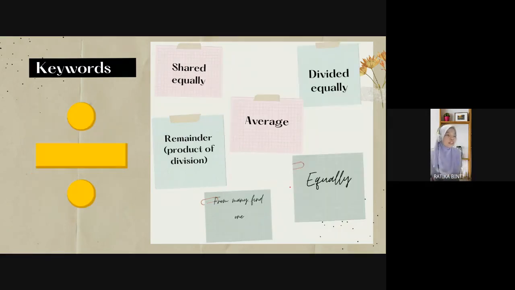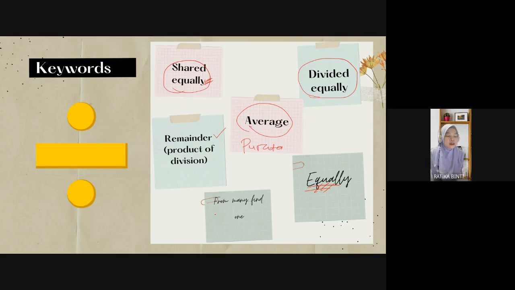Okay. So for division, we are going to use the word share equally or distribute equally. Tengok ada perkataan equally, sama banyak. Okay, or we can use divided equally. Okay, or we can use the word remainder. Remember, remainder is the product of division. Okay, ada baki tu kan. Okay, see equally, jangan lupa dekat sini. Average, this one is purata. You are not going to learn this, saya just bagi tahu saja.